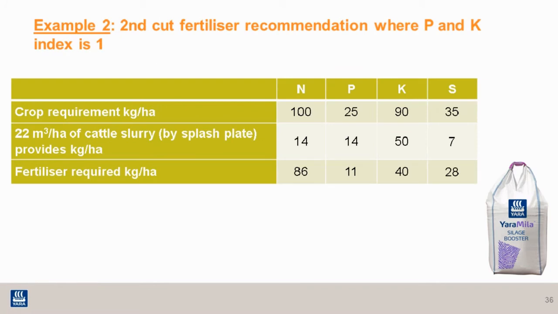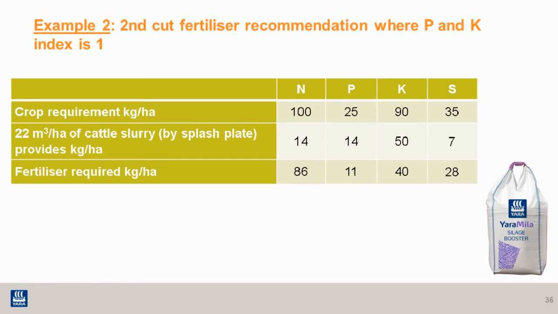So this is just a simple example of that second cut fertilizer recommendation, where your soil P and K is at index 1. So as I said from the very first slide, the crop requirement, establish that first. You can see there across the top line, 100 kgs of nitrogen, 25 kgs of phosphate, 90 of potash, and 35 of sulphur. So what's 22 meters cubed of cattle slurry, which is the equivalent of 2,000 gallons per acre, going to contribute? And this is by splash plate. So it's 14 kgs of nitrogen, but if you apply that by trailing shoe, that would increase that by 4, so it will be 18, but then it's 14 of P, 50 of K, and 7 of S.